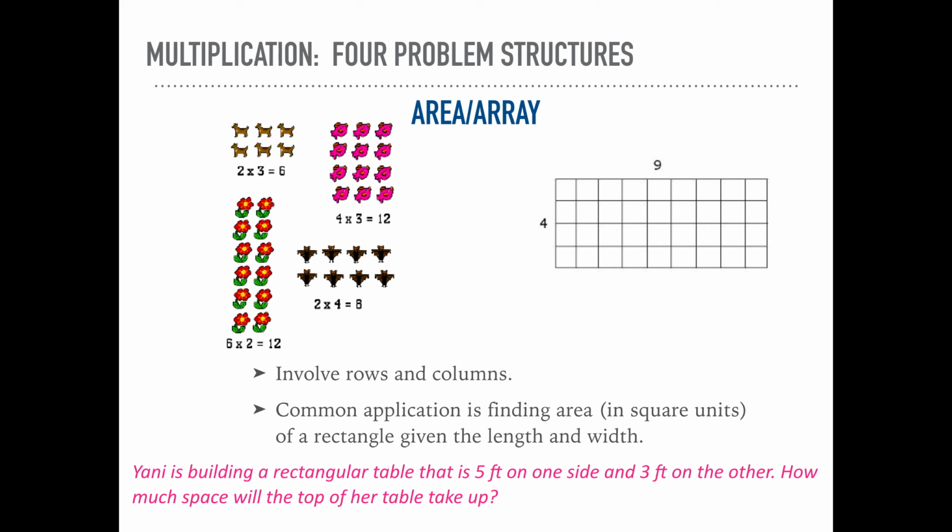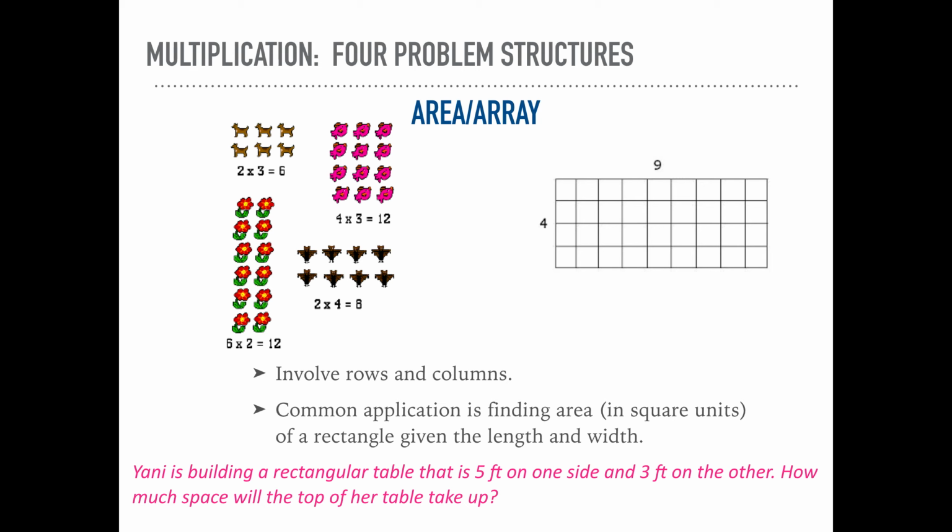Array models always involve rows and columns, right? And when we find area, we always use square units, which is still rows and columns, but it's just a specific way we do it using rectangles and squares. So, if you look at the visuals here, the dogs up there, that's 2 rows of 3. Or the flowers, we see 5 rows of 2. The fishes are 4 rows of 3.